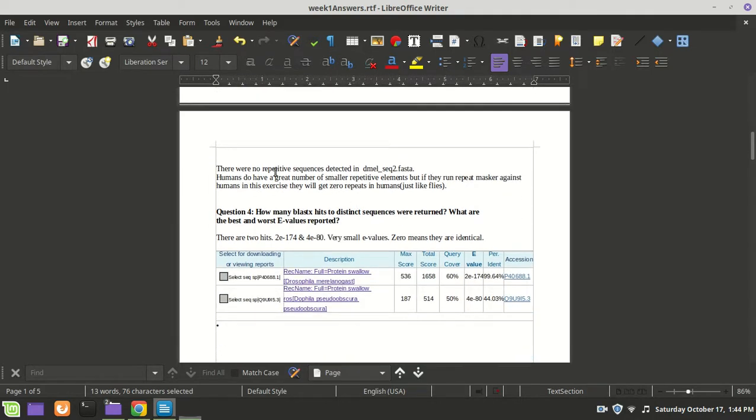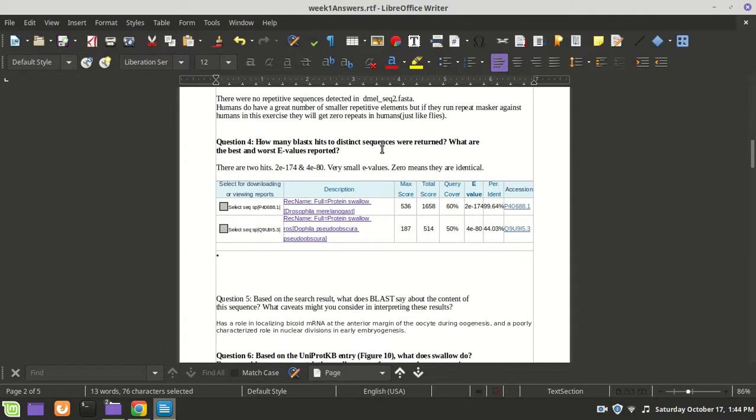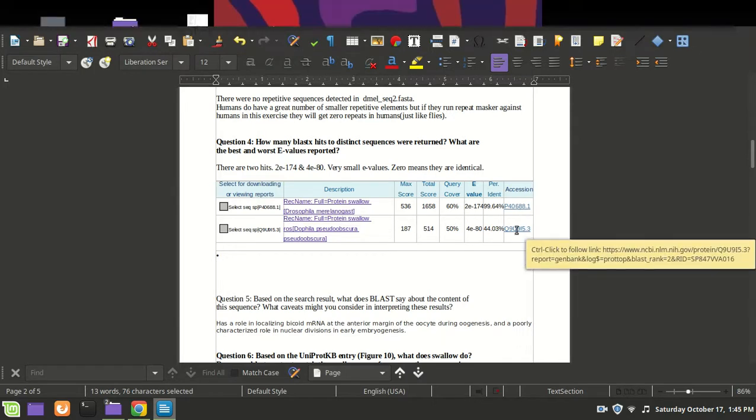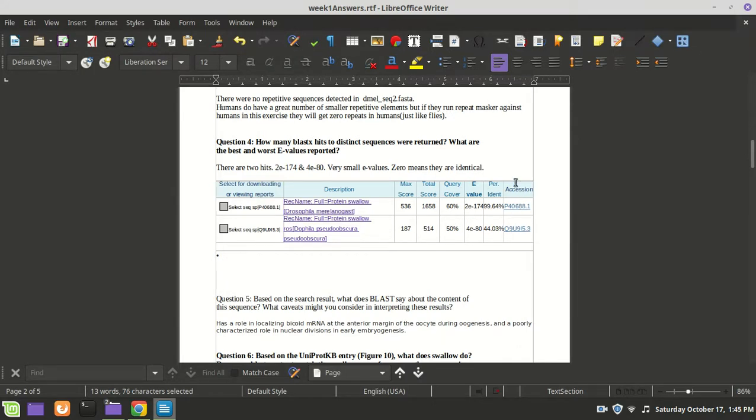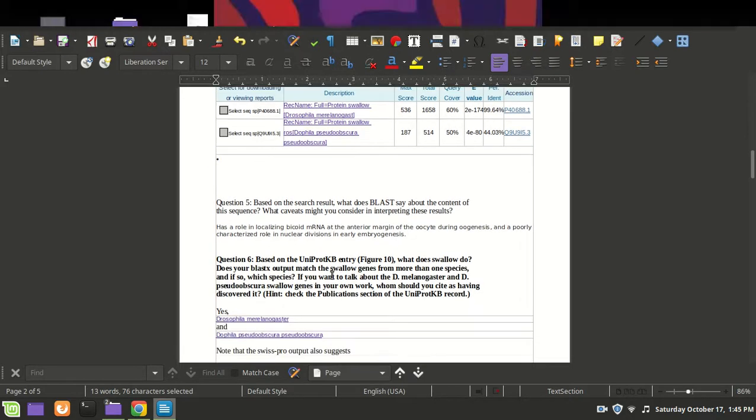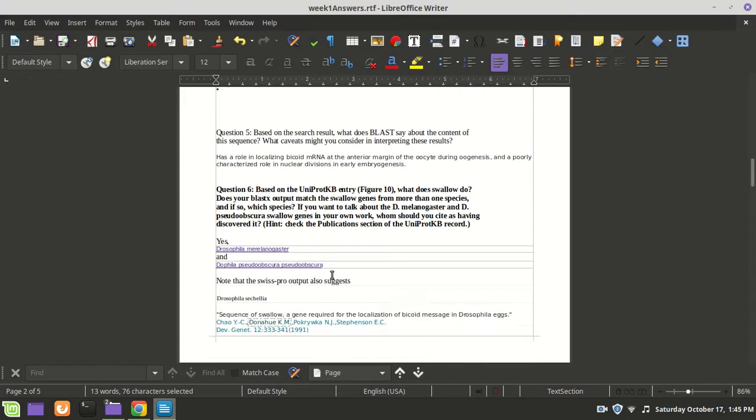This one's pretty easy. There are no repetitive sequences detected here. That's very straightforward. And then it asks how many hits. Well, you had 2 here. Make sure they understand e-values. Make sure they understand they can click over here on the sides when they see one of these, and go to the actual sequence and look at it by clicking here on the accession numbers. Well, let's see, what else should they know?